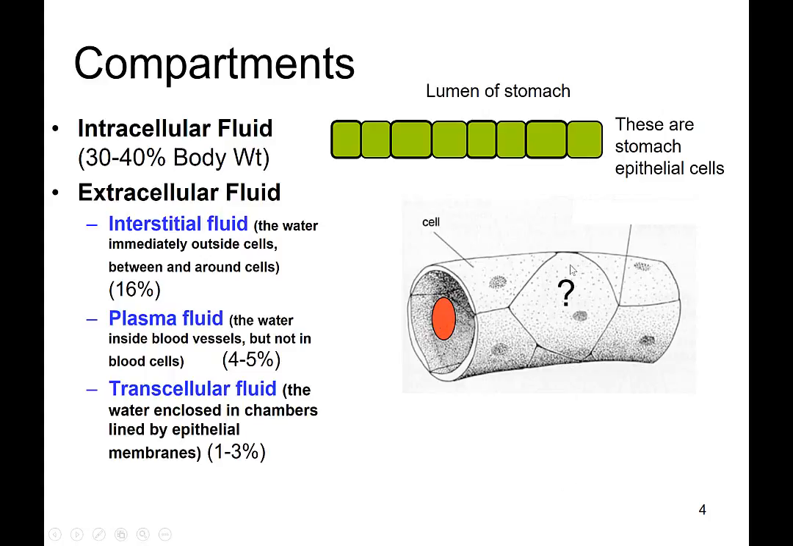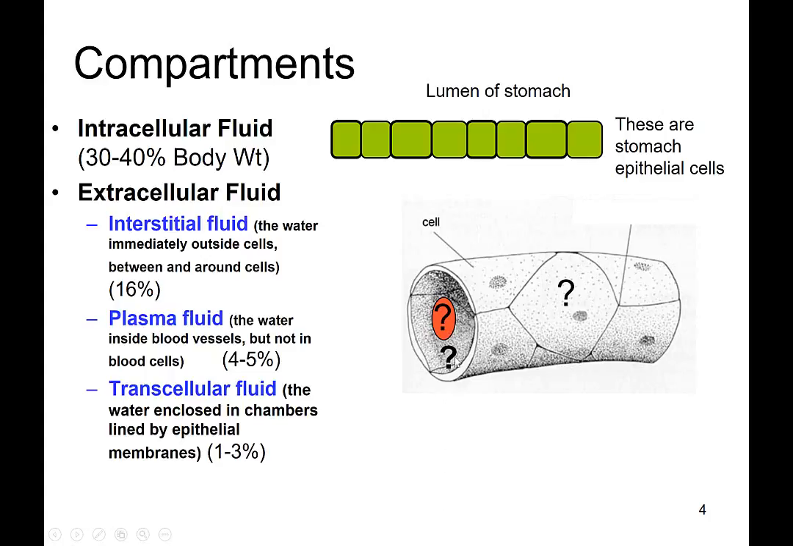So here, I'm asking you what fluid is found inside this endothelial cell that makes up a blood vessel? What fluid is found inside this cell? Well, the answer is intracellular fluid. I asked you, what is the fluid called inside a cell? It's intracellular. Well, what about this fluid found within a red blood cell? Again, it's fluid inside a cell, so it has to be intracellular fluid.